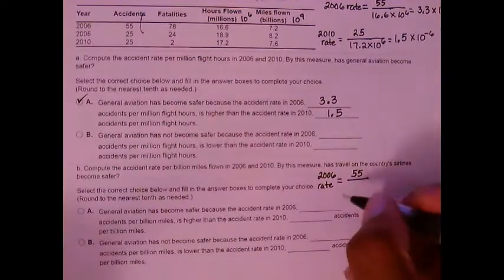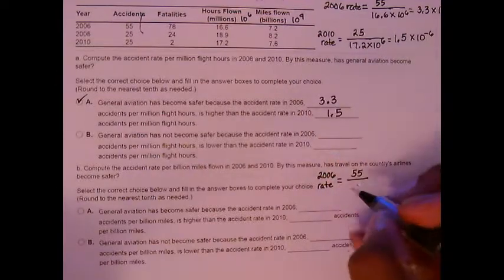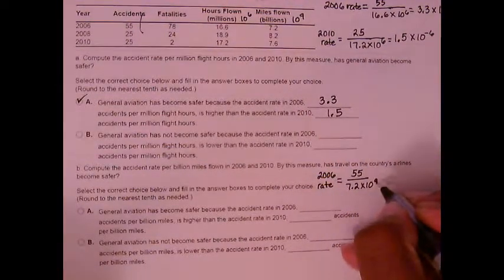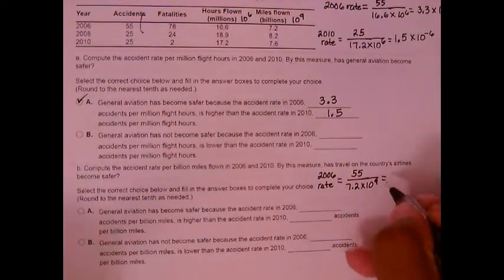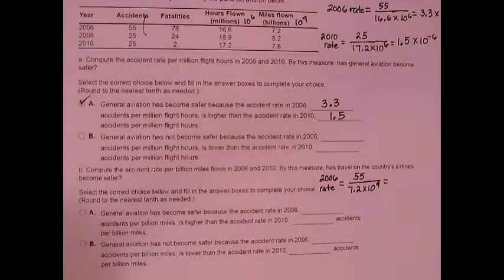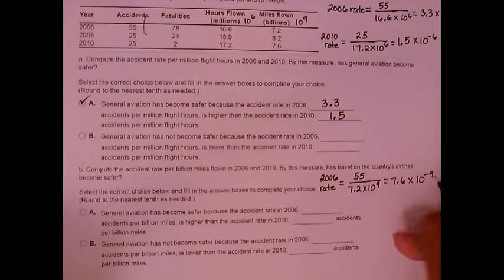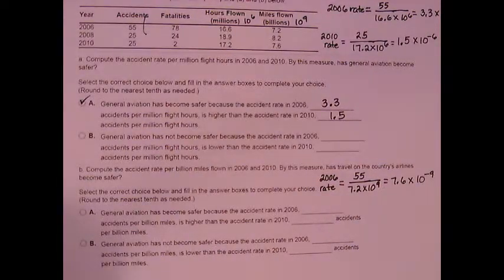So it'll be 55 divided by 7.2 times 10 to the 9th. Now if I take 55 and divide that by 7.2, I'm going to get 7.6. And that'll be multiplied by 10 to the negative 9. So I'm pulling 10 to the 9th out of the denominator, and that will become a negative exponent.